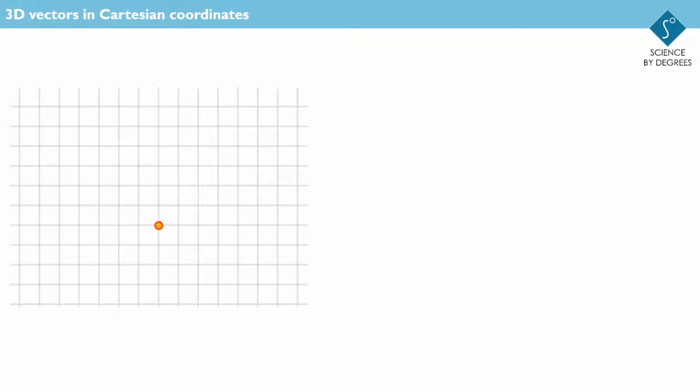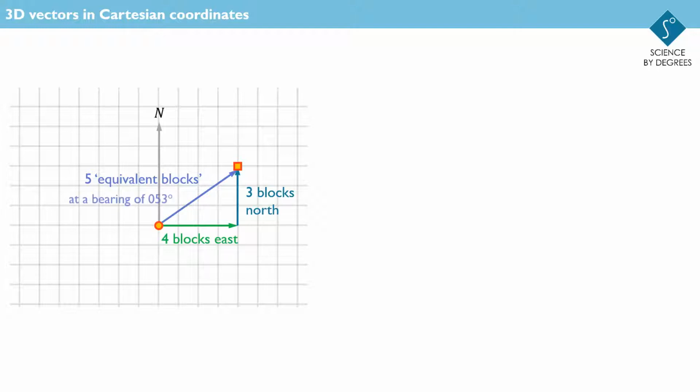Imagine we're in a city built on a grid system and we need to find our hotel. In the diagram shown, with north pointing upwards like on a map, we can get there by going 4 blocks east and then 3 blocks north. The position vector of the hotel from our starting point then has a magnitude of 5 blocks at a direction of 53 degrees east of north.